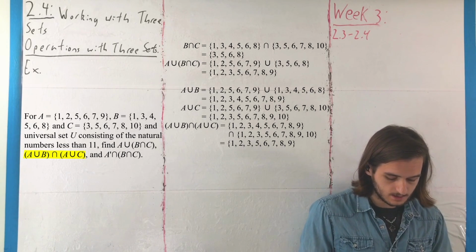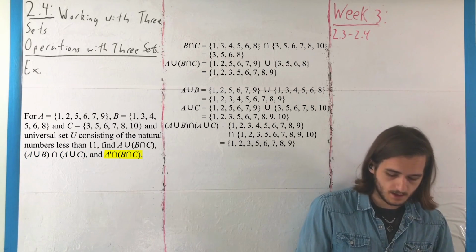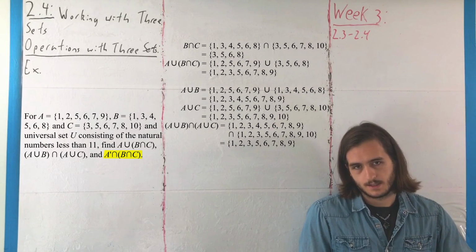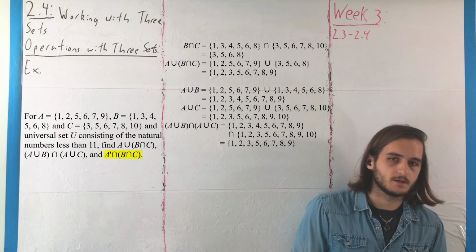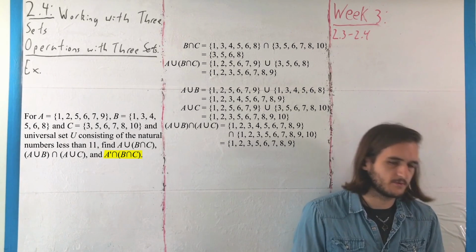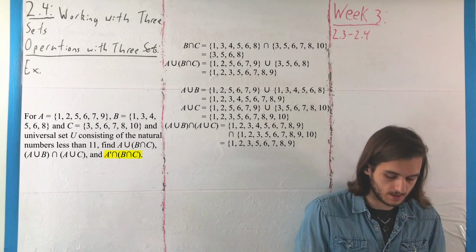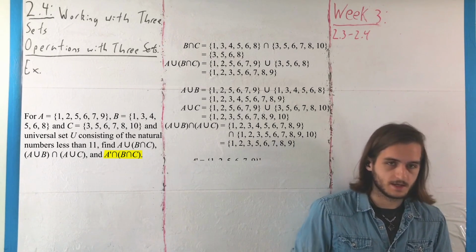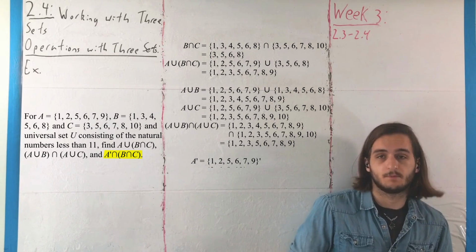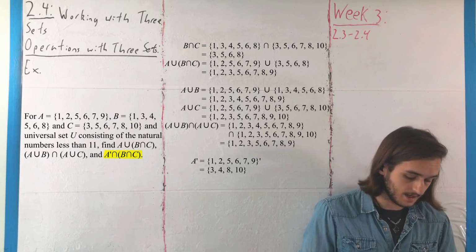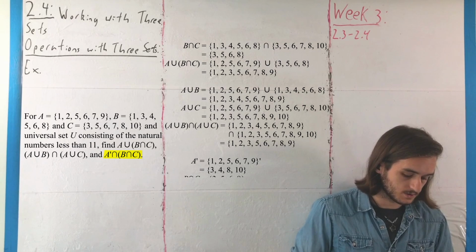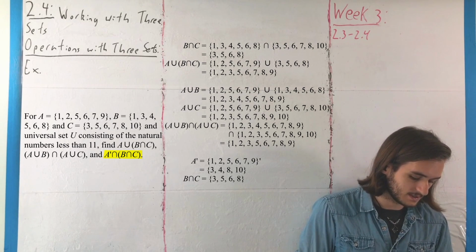For our last case, again, we want to deal with things like the complements and those parentheses first. I'm going to do the complement first because it's outside, and then we can do the intersection afterwards because, well, we've already done the intersection anyway. For A complement, we're taking everything other than A, which is going to end up being 3, 4, 8, and 10. And then for B intersect C, we already have that. That's 3, 5, 6, and 8.